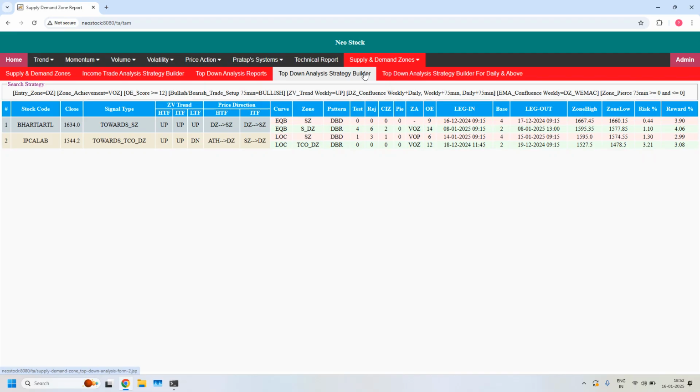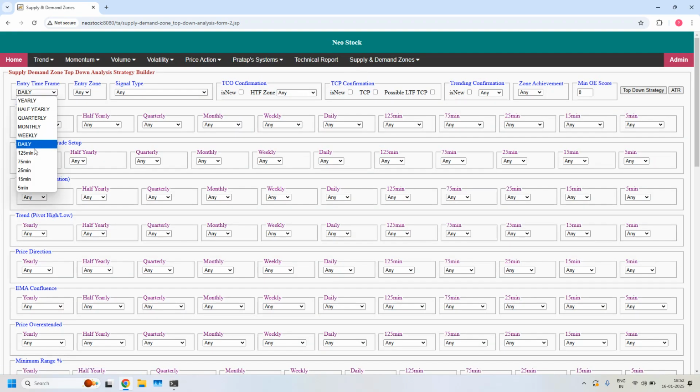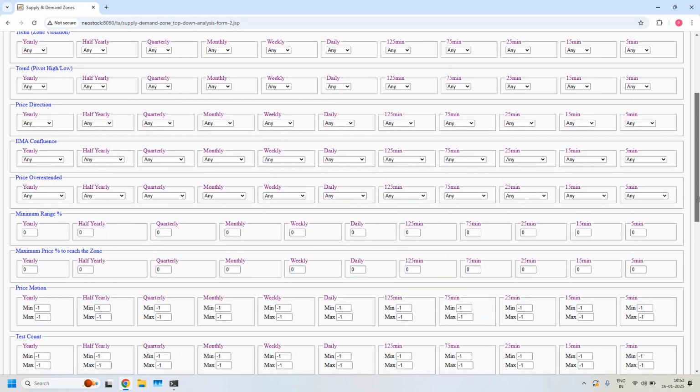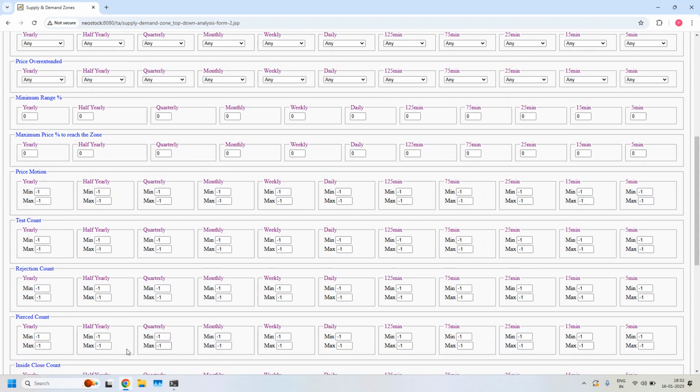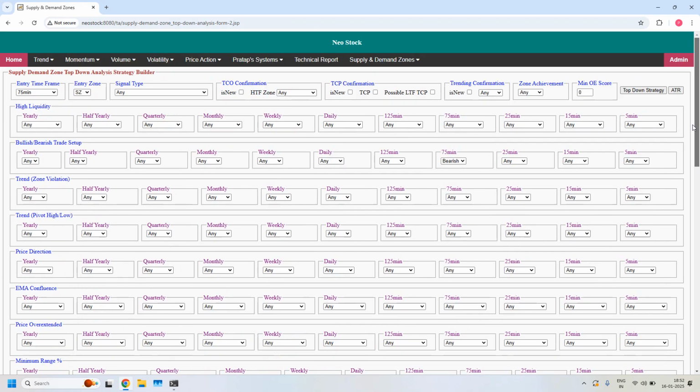Next, bearish trade setup weekly income trade. Entry time frame 75 minutes. Entry zone, supply zone. In bullish or bearish trade setup at 75 minutes entry time frame, I am selecting bearish, and the 75 minute supply zone should not be pierced. So in the pierced count at 75 minutes time frame, I am setting minimum value 0, maximum value 0. That means zone pierced count should be 0. Pierced count 0 means the zone is not pierced.